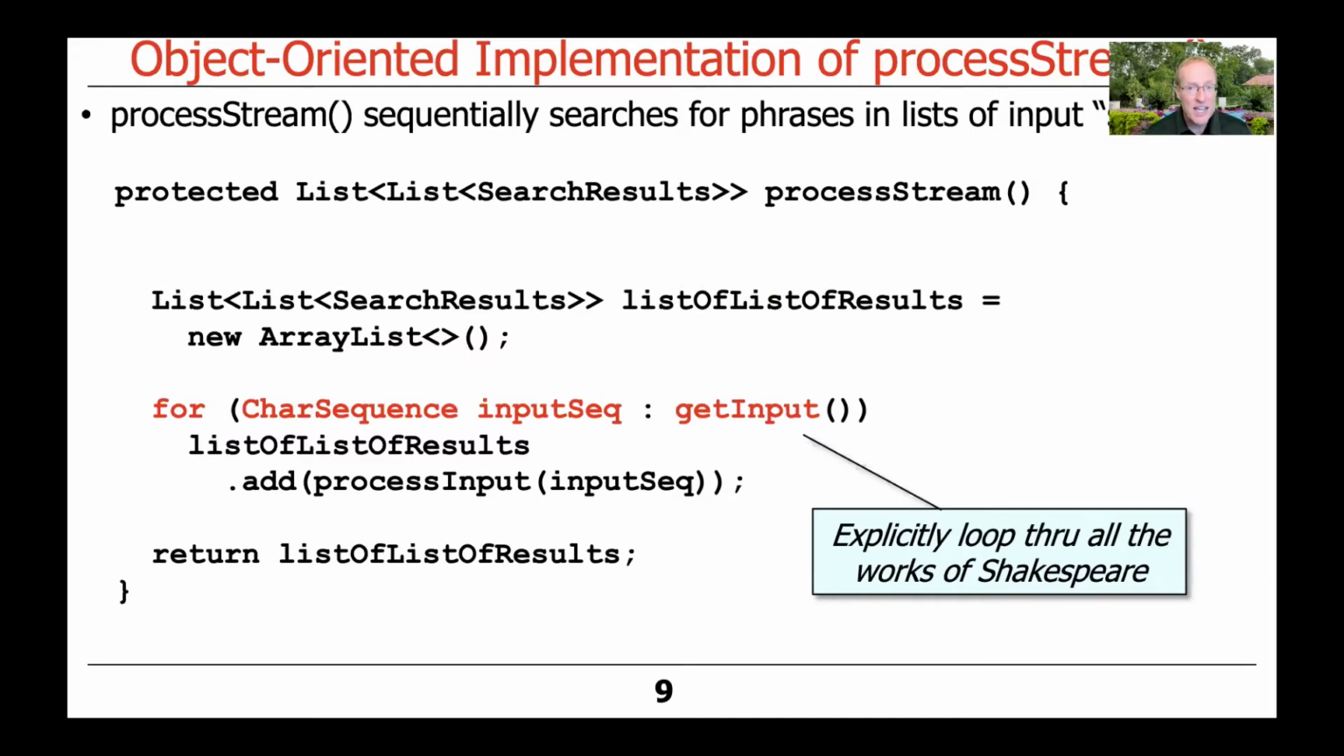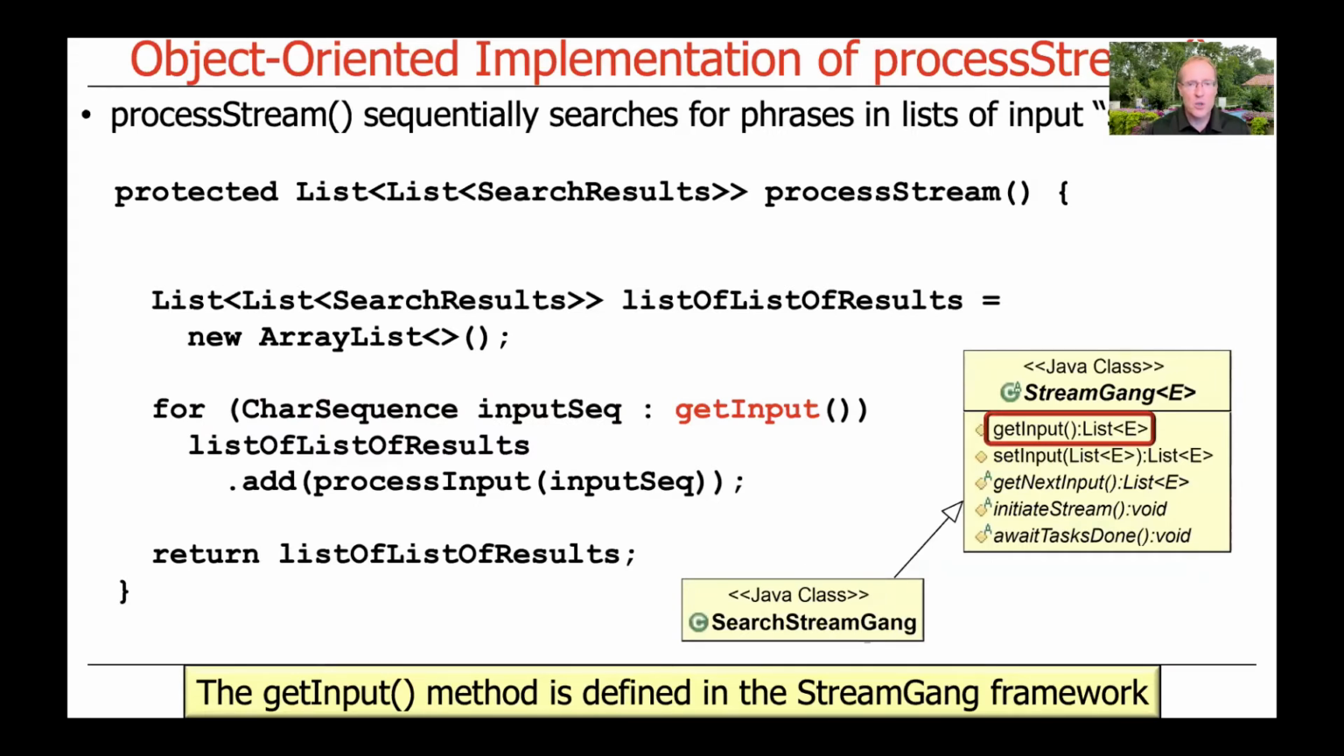The main part of this method is just a good old for each loop. It's going to explicitly iterate or loop through all the works of Shakespeare. The GetInput method returns a list of the works of Shakespeare as things called character sequences. Think of a character sequence as just a lightweight string. For each lightweight string, which corresponds to a work of Shakespeare, we're going to go ahead and do something with it. The GetInput method is something that comes to us from the StreamGang framework. It's an abstract method in the base abstract class, StreamGang, and that gets filled in by the SearchStreamGang subclass to do whatever's needed to get the input.